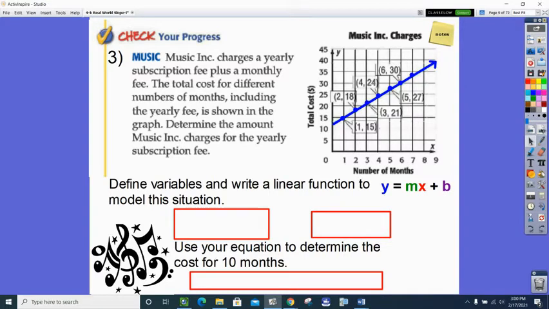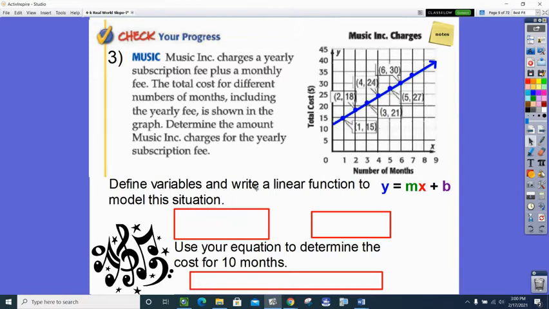So basically what we need to do is kind of take a look at what's going on. So after 1 month, you would have been charged $15. After 2 months, you would charge $18, and so forth. You can see the points on here. The X is the number of months. Y is your total cost in dollars.